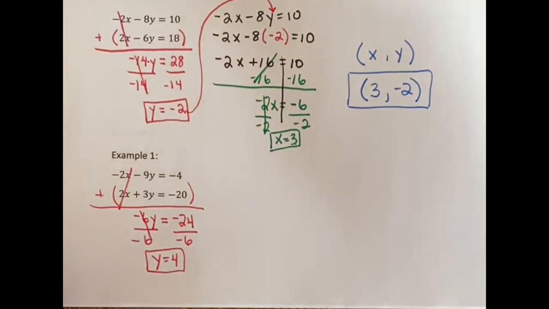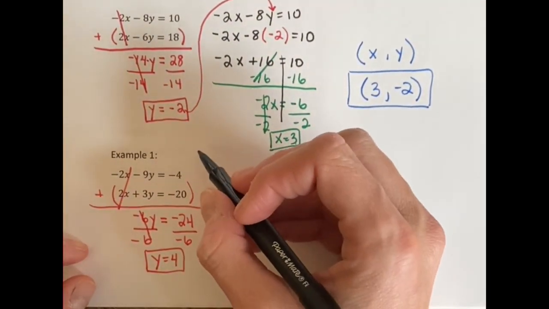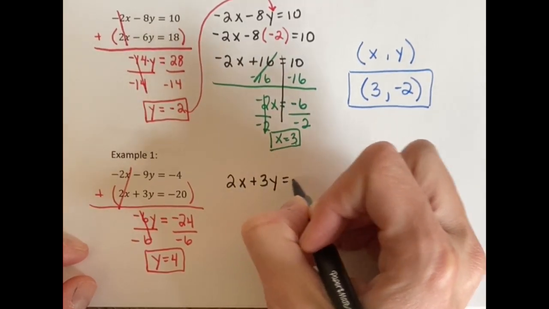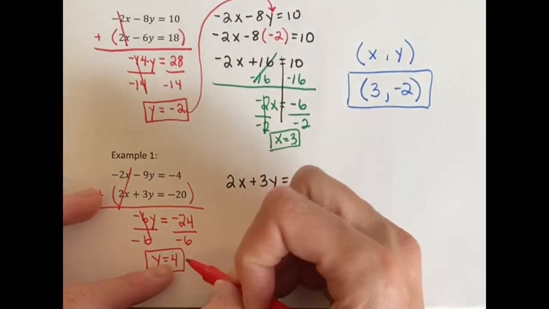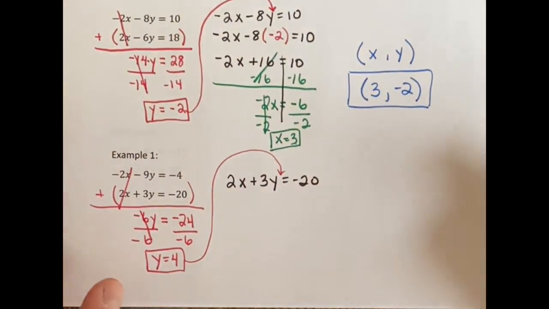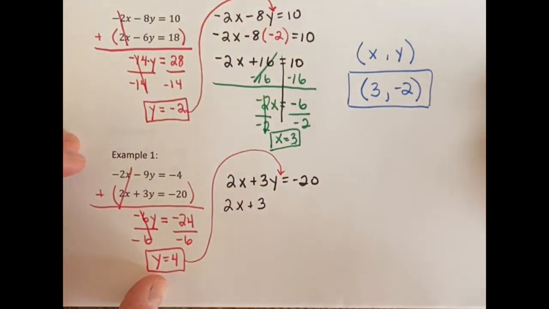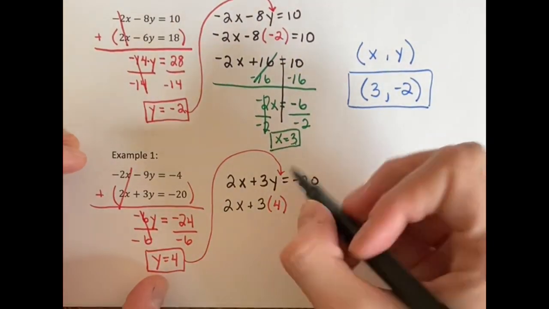Now we need to solve for my x, so I'm going to pick one of the equations. So let's pick the second equation this time. So I have 2x plus 3y equals negative 20. So now I know y equals 4. Everywhere I see y in the equation, I'm going to replace it with that 4. So I have 2x plus 3. Instead of times y here, it's going to be times 4 equals negative 20.